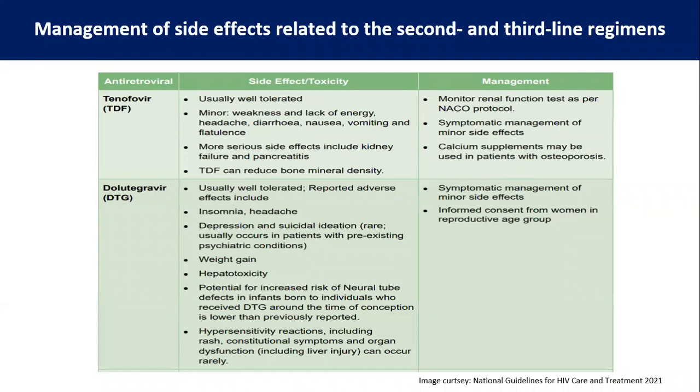There is a potential for increased risk of neural tube defect, which was found earlier, but nowadays it is seen that the increase in neural tube defect is no more than in those people who are on non-DTG based ART regimen. There are also some cases of hypersensitivity reactions, so we need to keep that in mind while prescribing dolutegravir. We need to manage minor side effects symptomatically, and we need to get informed consent from women of reproductive age before initiation of dolutegravir because of the risk of neural tube defect, though the latest evidence shows it is not more than in those on ART without dolutegravir.